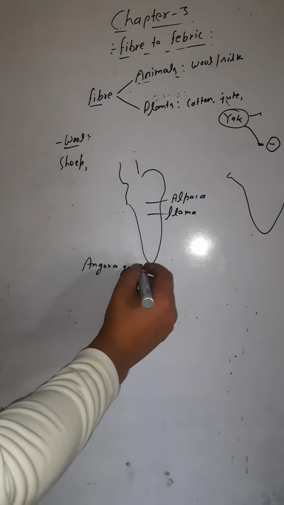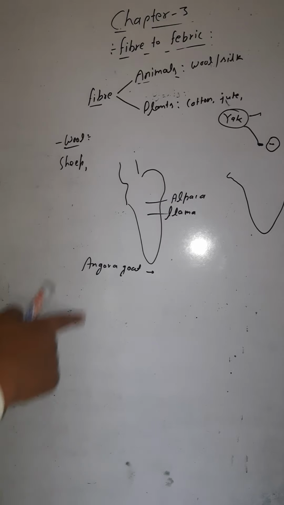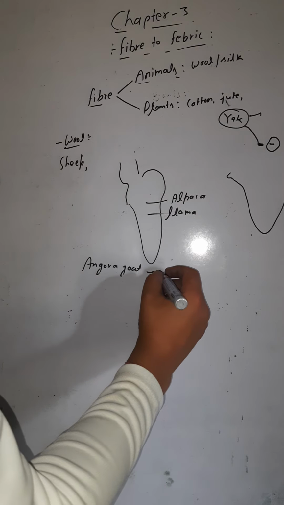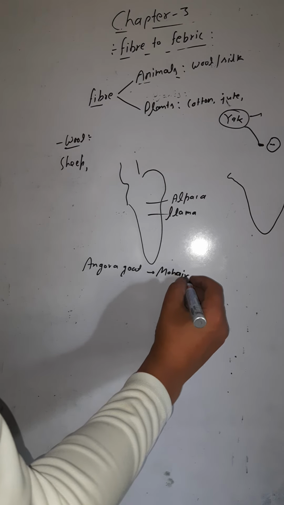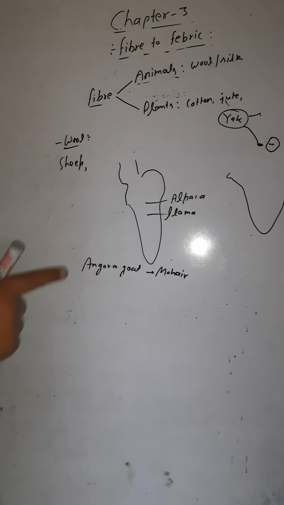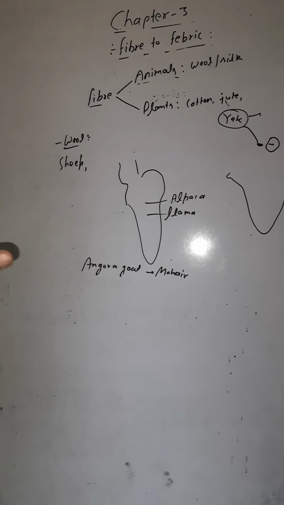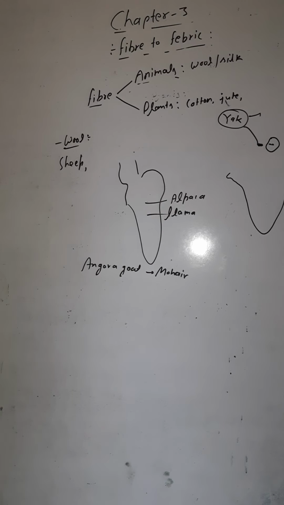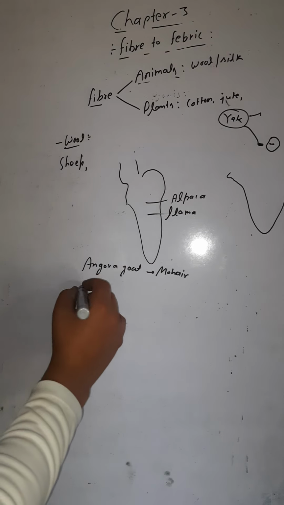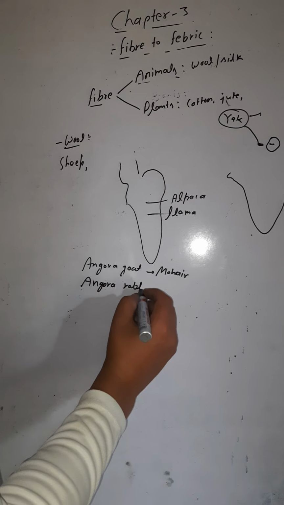Angora goat. So from the angora goat, which we find in J&K, we get the wool known as mohair. Mohair, that you have to remember: the mohair wool we get from the angora goat. Now one more important thing you have to remember is that there you would find two types of angora variety. One is the angora goat, another is the angora rabbit.